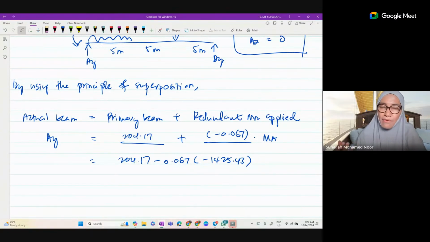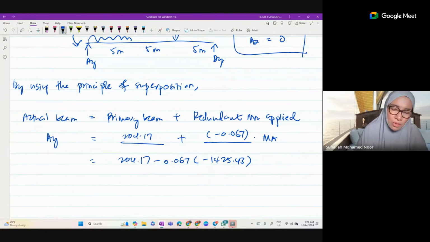So we have two options now. Either we want to solve 3 remaining reaction using equilibrium equation by putting the value of redundant into the diagram and solve for AY and DY using equilibrium equation, ataupun kita boleh solve remaining reaction using principle of superposition, actual beam equals to primary beam plus redundant beam. Sebab semua nilai-nilai ni dah ada dalam primary beam, redundant beam tadi.